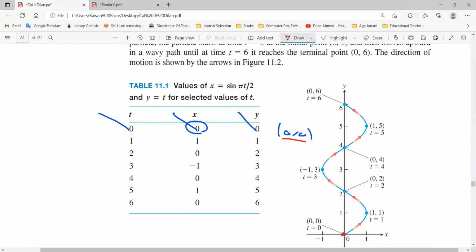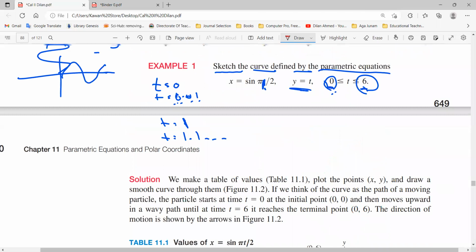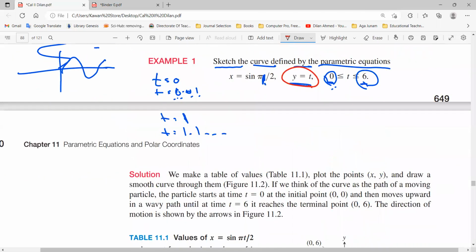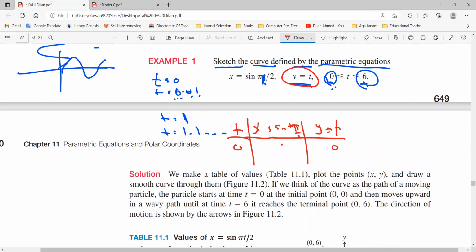Okay, when t is 1, I'll get 1, and y will also be 1, because y is equal to t. So I have two functions: x is equal to sine of t pi over 2, and y equal to only t. When I say t be 0, I put 0 here and 0 here. I'll get 0, and here will be sine of 0. Then that's the point on the x and y axes: 0 and 0.